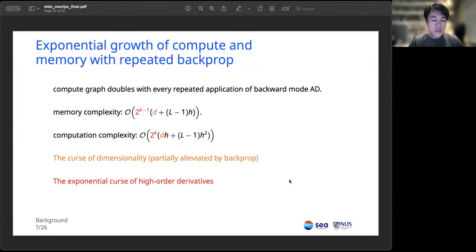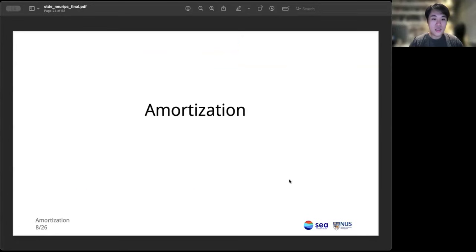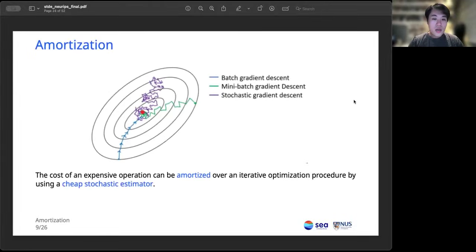So we're applying two techniques. One is amortization and the other one is Taylor mode AD. Let's first explain what amortization is. The idea of amortization is that if you have an expensive operation and you are doing some kind of iterative optimization, then at each step, you can replace the expensive operation with a cheap stochastic estimator. The most well-known example of this is perhaps stochastic gradient descent.